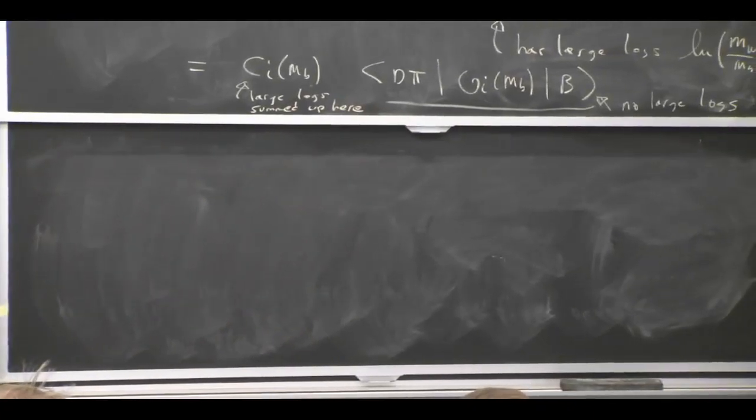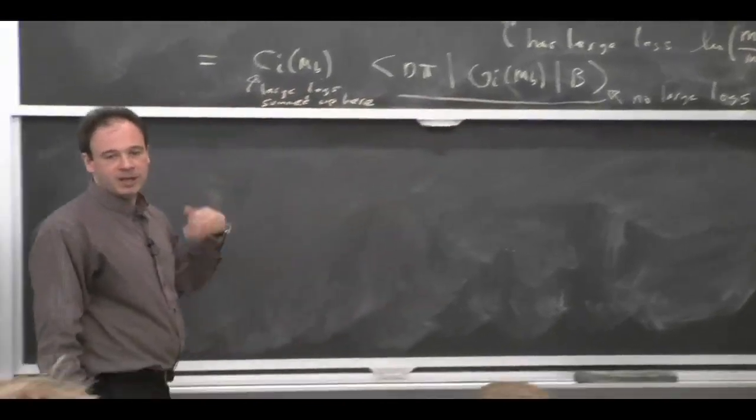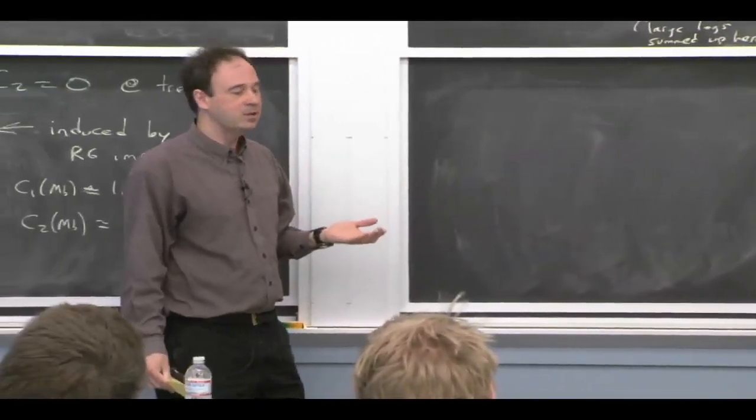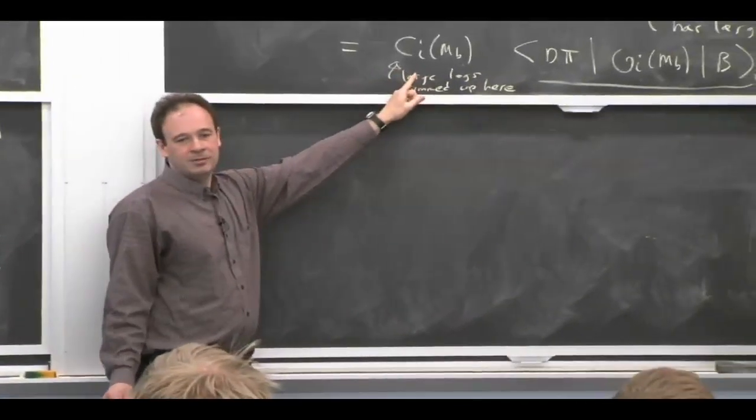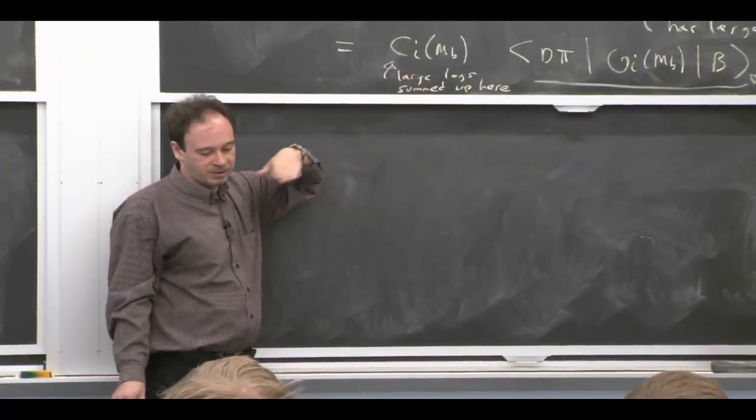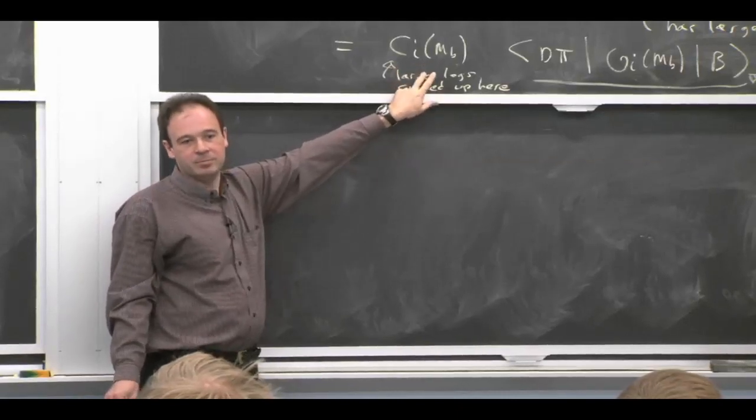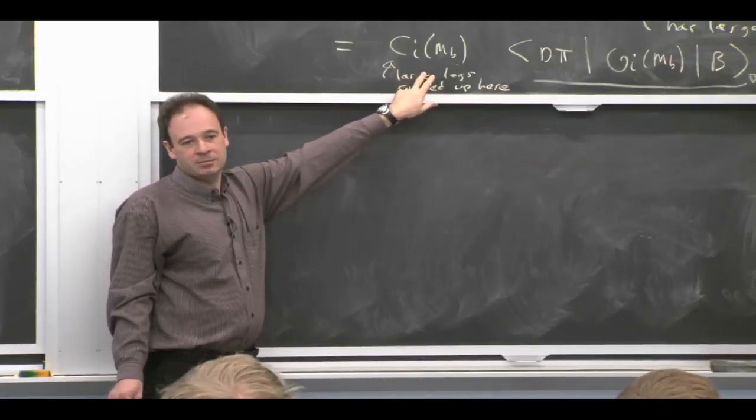Okay, so one way of thinking about this is if you want to do physics at the scale m_b, the right couplings to use in your theory are these ones. Forget about what's going on at the high scale. You have to determine the low energy couplings that are appropriate to the theory you're dealing with, and those are these C's at m_b. Okay?